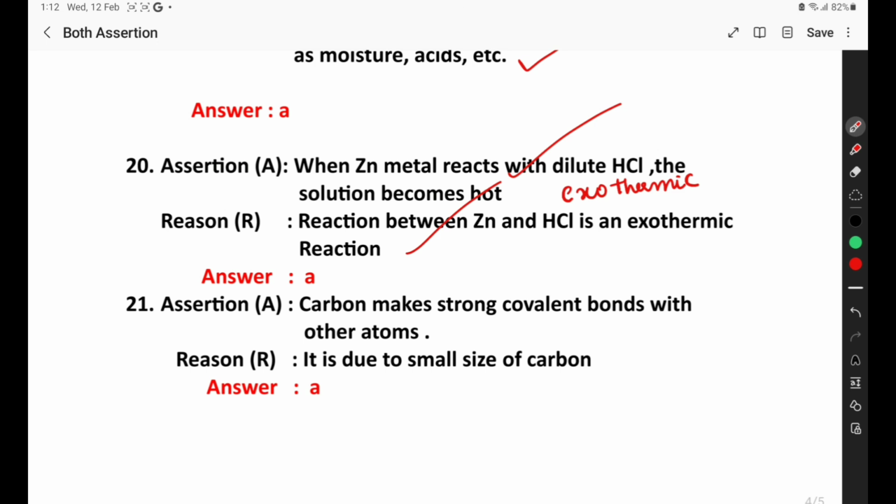Then carbon makes strong covalent bonds with other atoms. Yes. Due to the small size of carbon, carbon can make strong covalent bonding by sharing its 4 valence electrons with other atoms. So it is due to the small size of carbon. That's right. So our option is A.